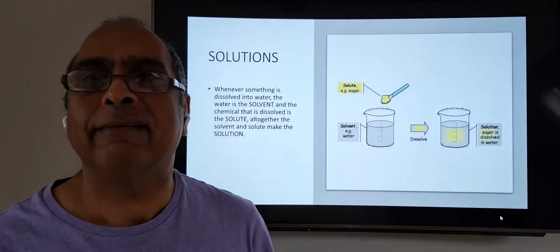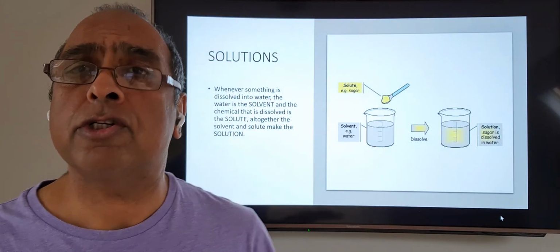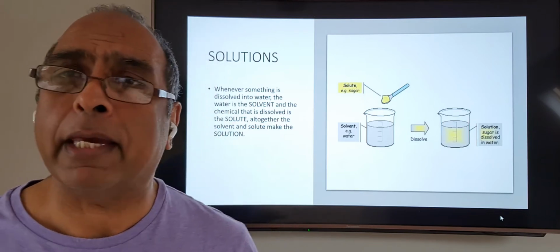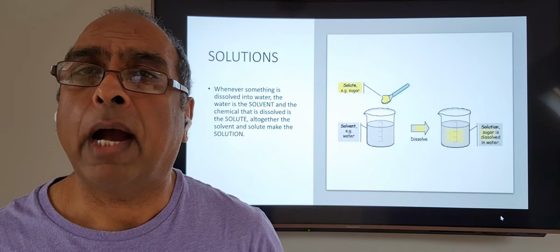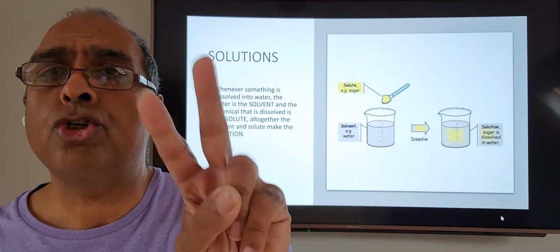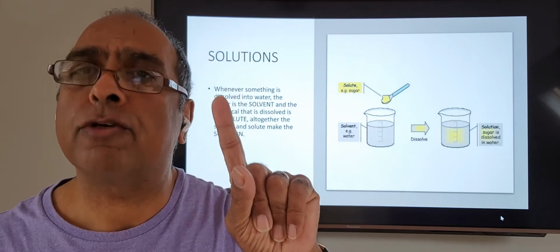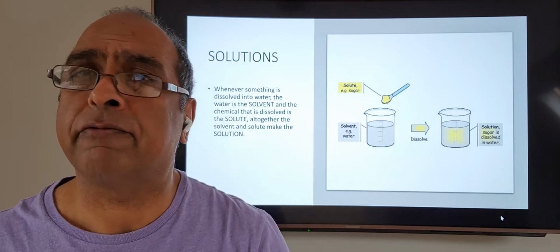Now, that's just one example. We could talk about salt dissolving in water, making salty water, copper sulfate dissolving in water, making copper sulfate solution. Any solution, I want you to mentally know that there's two components. One is the solvent, that's the stuff doing the dissolving. The other is the solute, the stuff that's dissolved.